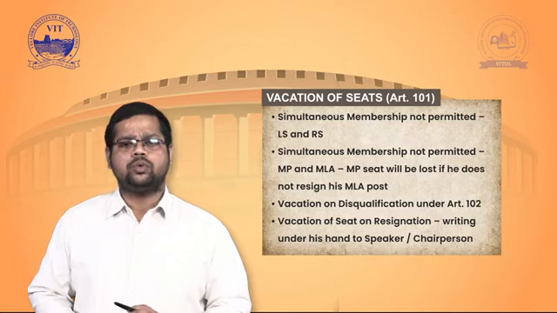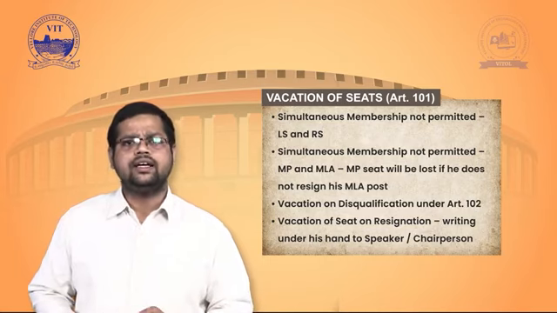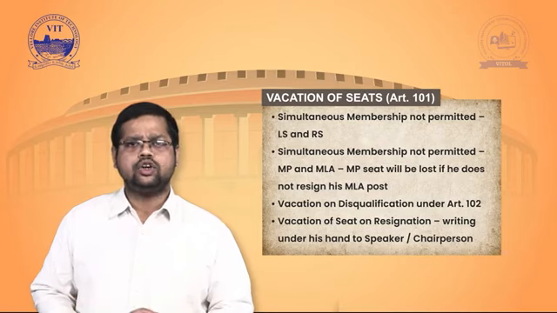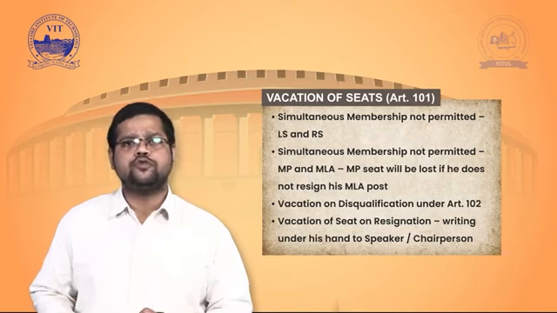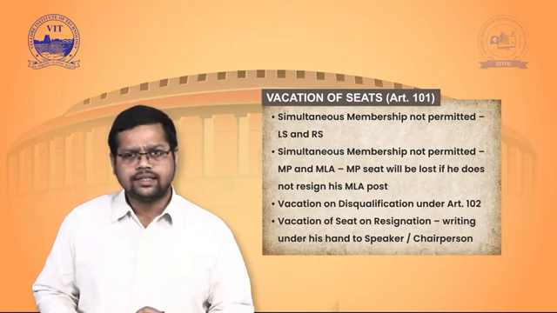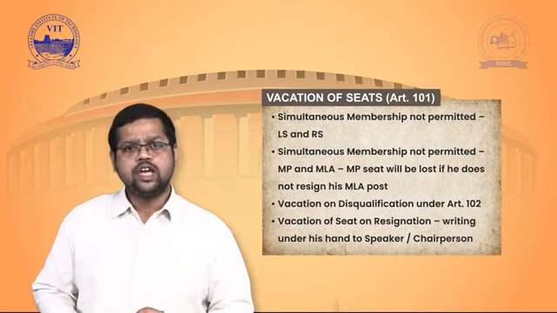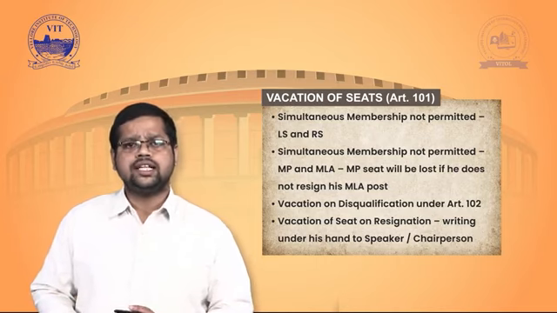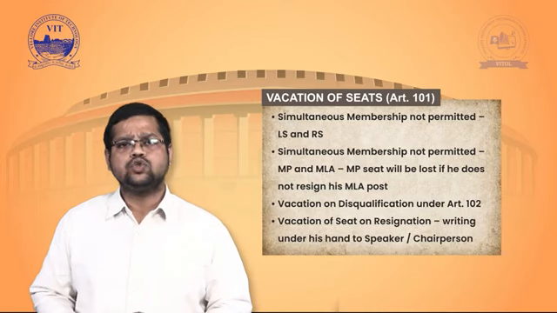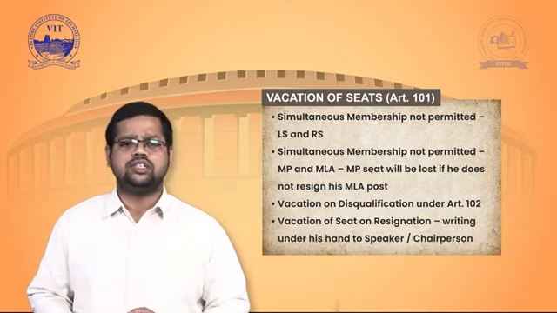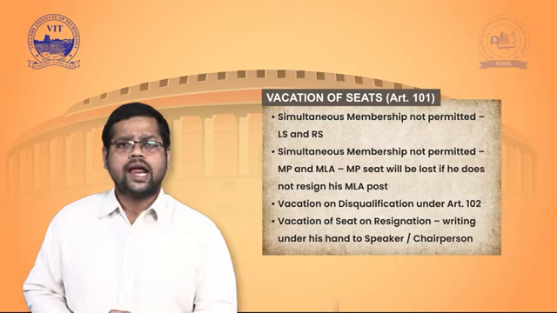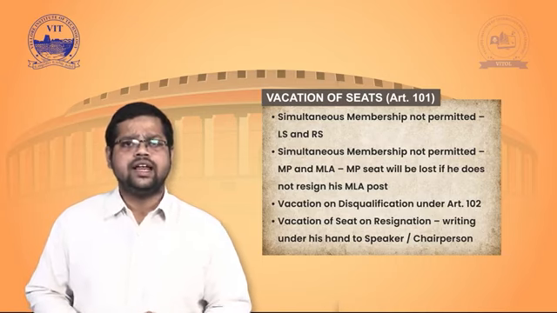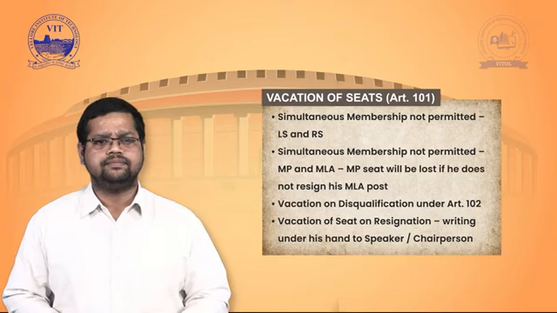Under Article 101, it categorically states that a member of parliament of either the Lok Sabha or the Rajya Sabha is free to resign by writing under his hand to the presiding officer of the house concerned. That is, a member of the Lok Sabha, if he intends to resign, has to write to the speaker. A member of the Rajya Sabha who intends to resign has to write to the chairperson of the Rajya Sabha. If he does so and the resignation is accepted, then his seat stands vacated.